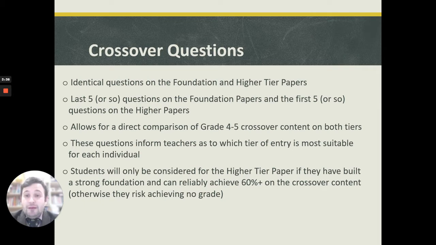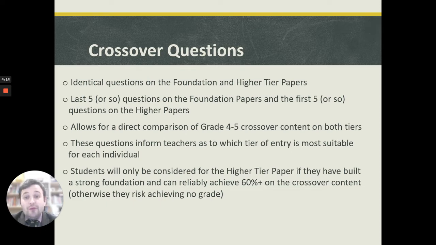So, as I was explaining before, there is a crossover between the foundation and the higher tiers. This means that a grade 4 on the higher tier is exactly the same as a grade 4 on the foundation tier. But what it does mean is that the last 5 questions of the foundation paper is the same as the first 5 questions, give or take, every year it changes, but on the higher tier paper. This allows us and the exam board to do a direct comparison of the grade 4 and 5 from both tiers to ensure consistency and fairness when awarding the grades.